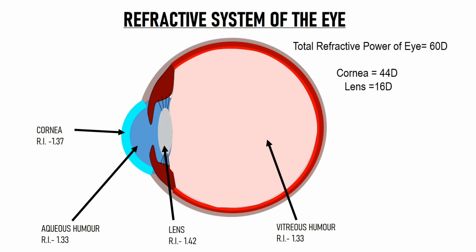The total refractive power of our eye is 60 diopters. Of this, about 44 diopters is contributed by the cornea. The remaining 16 diopters is contributed by our lens. Now we'll talk about the layers of cornea.